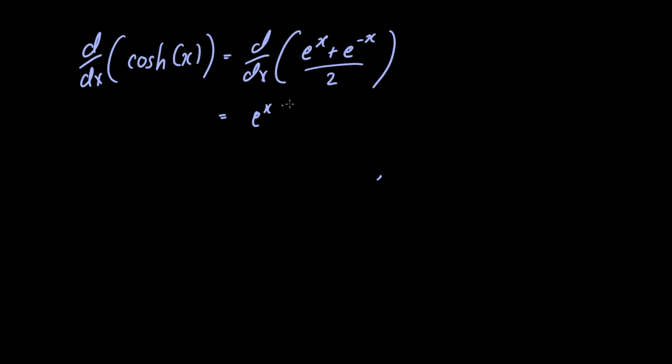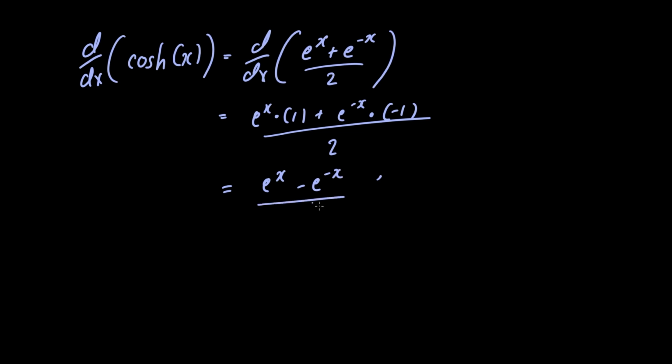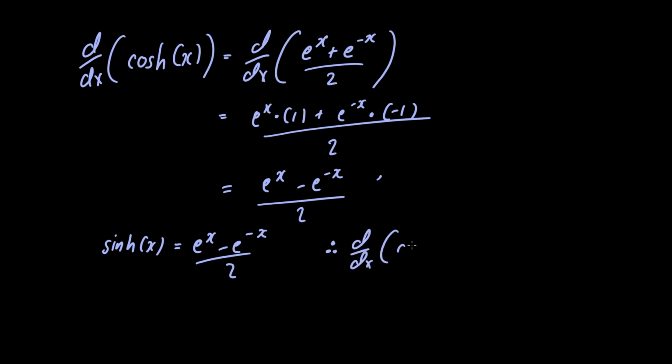So we're going to have e to the x multiplied by 1 plus e to the negative x multiplied by negative 1, all over 2, and that's going to be equal to e raised to x minus e raised to negative x, all over 2. And remember, hyperbolic sine of x is equal to e raised to x minus e raised to minus x over 2. Therefore, the derivative of hyperbolic cosine of x is equal to hyperbolic sine of x.